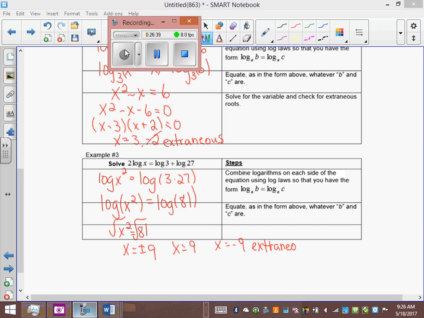So it actually doesn't equal. And this is the actual correct answer.